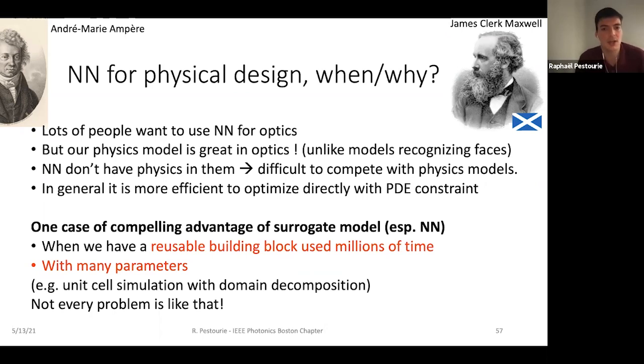But there's one case where a surrogate model, especially a neural network, has a competing advantage. That's when you have a reusable building block, like in our case, simulations with periodic boundary conditions that you're going to reuse millions of times. It's worth spending the time training it, because then you gain so much time at runtime. And in the case where you have many parameters, you cannot use interpolation or other traditional techniques, so neural networks are a good solution. But not every problem is like that.